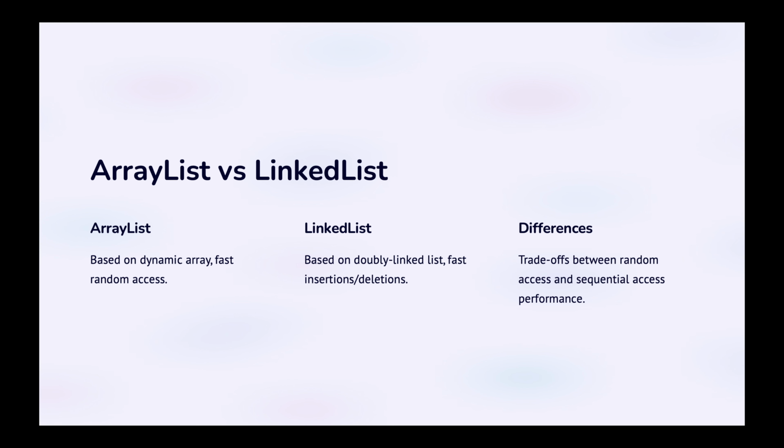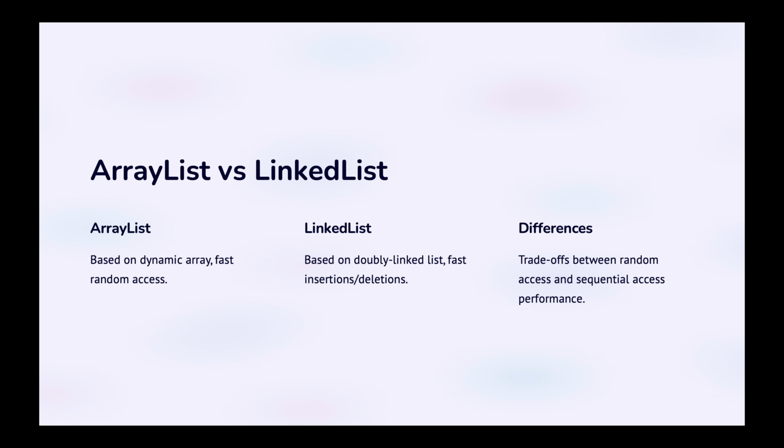And LinkedList. LinkedList implements the List interface and Deque interface and is based on a doubly linked list. It allows faster insertions and deletions but slower random access. So access wise it is slow, but insertion and deletion wise it is faster than an ArrayList.